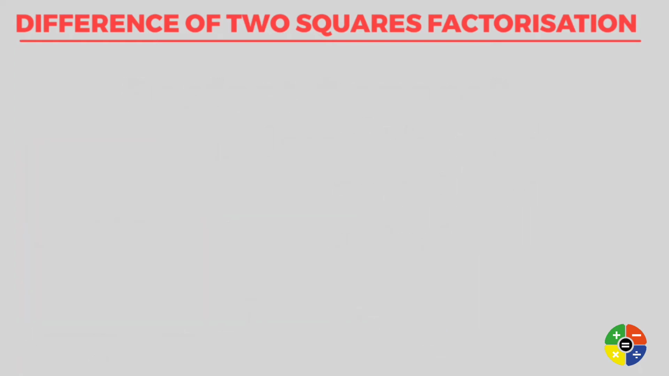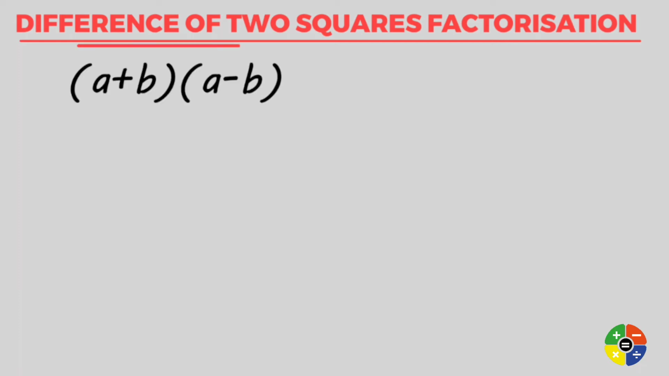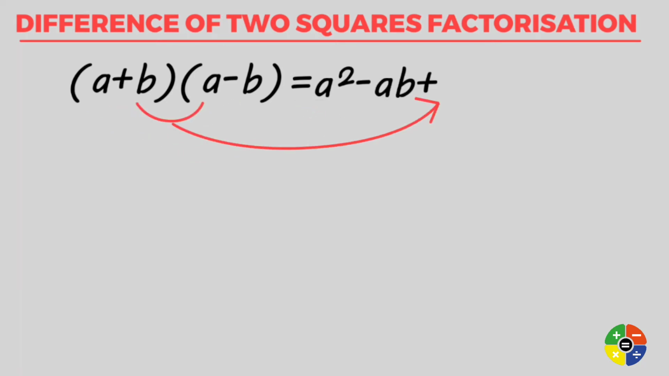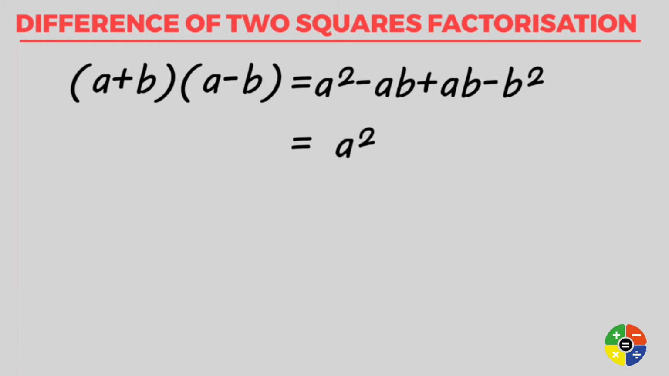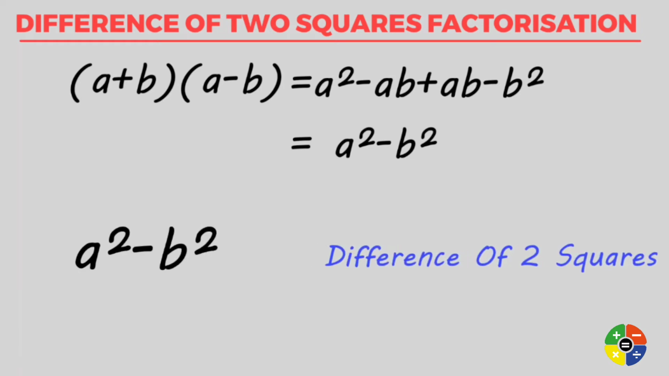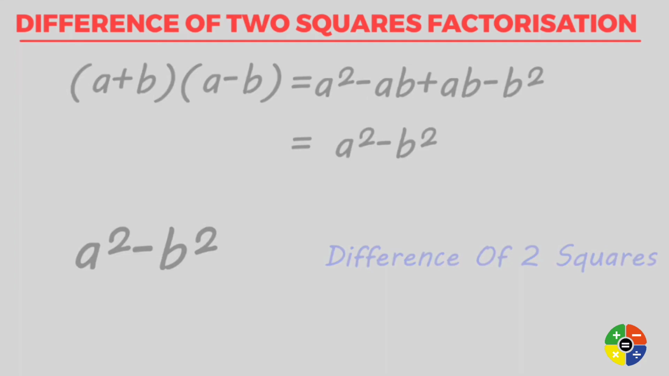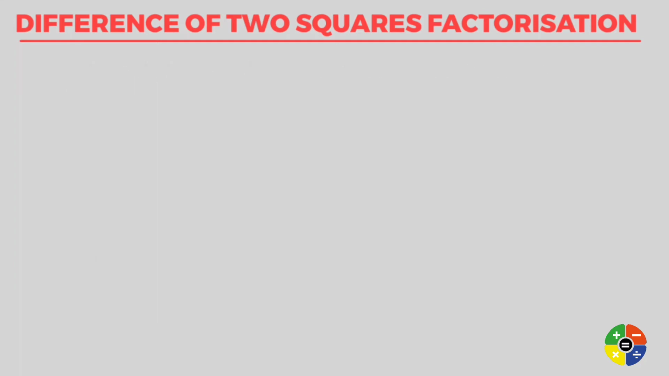Let's consider the expansion of a plus b into a minus b. Using FOIL, we obtain a squared minus ab plus ab minus b squared, which is a squared minus b squared. Thus, factorizing a squared minus b squared gives a plus b into a minus b. a squared minus b squared is called the difference of two squares. Let's demonstrate with the following examples.